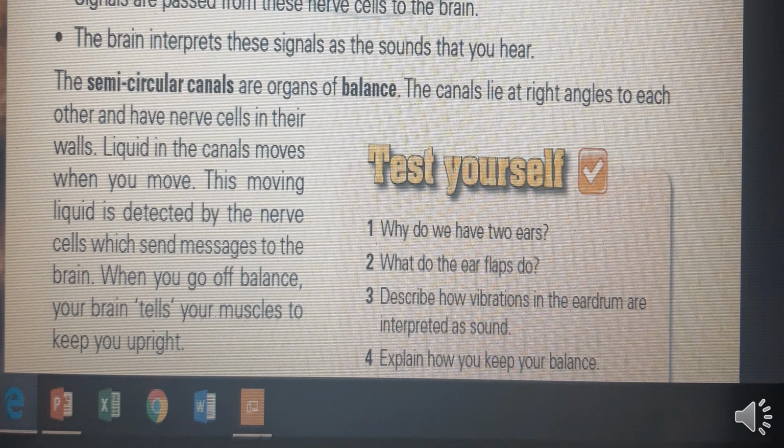That was all about the 2 sense organs, that is, eye and ear. I have shown you not only the structure of the eye and ear, but also the working of the eye and ear. Hope you have understood. Thank you.